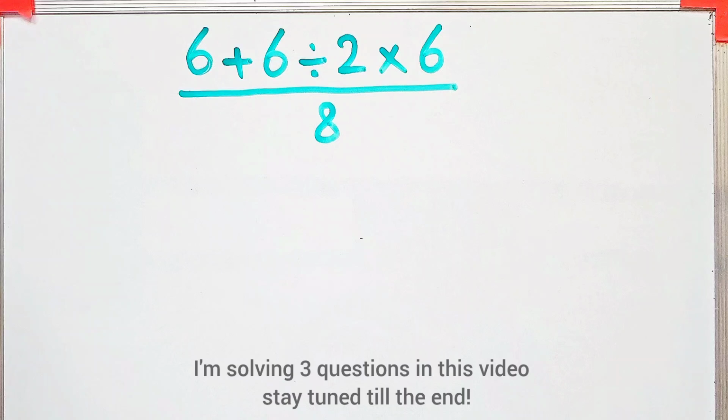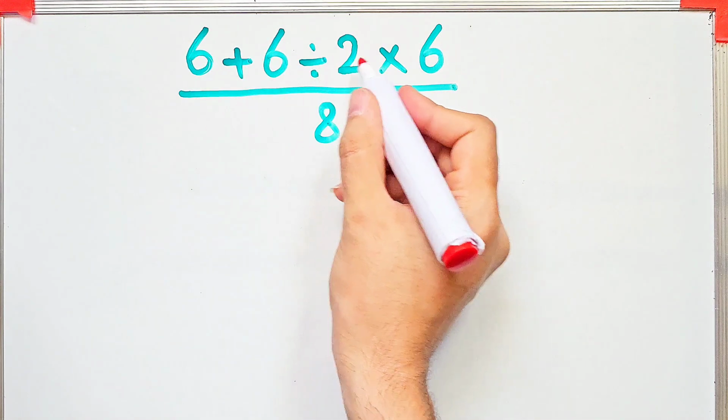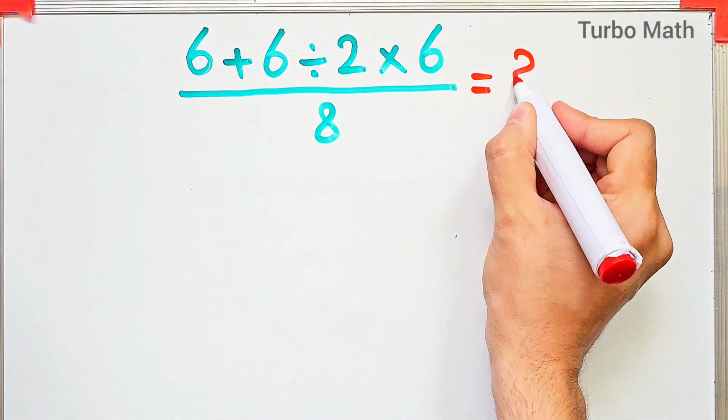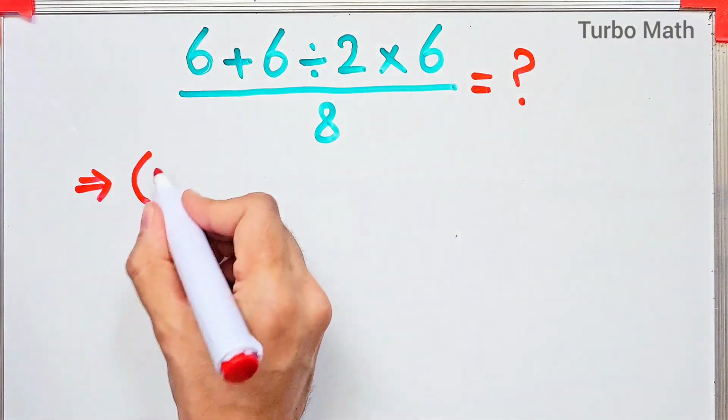Hi friends, in this video I am going to solve 3 questions about PEMDAS rule, so stay with me until the end. What is the answer of this question? 6 plus (6 divided by 2, then times 6), then over 8.